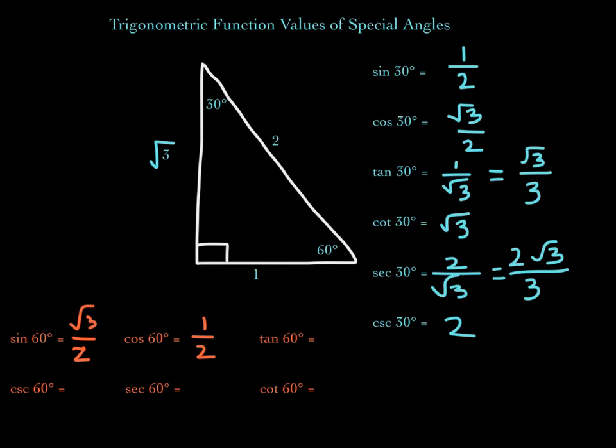Tangent of 60 degrees will be equivalent to cotangent of 30 degrees. Cosecant of 60 degrees will be equivalent to secant of 30 degrees. Secant of 60 degrees will be equivalent to cosecant of 30 degrees. Finally, cotangent of 60 degrees will be equivalent to tangent of 30 degrees. There. So knowing these gives us these.